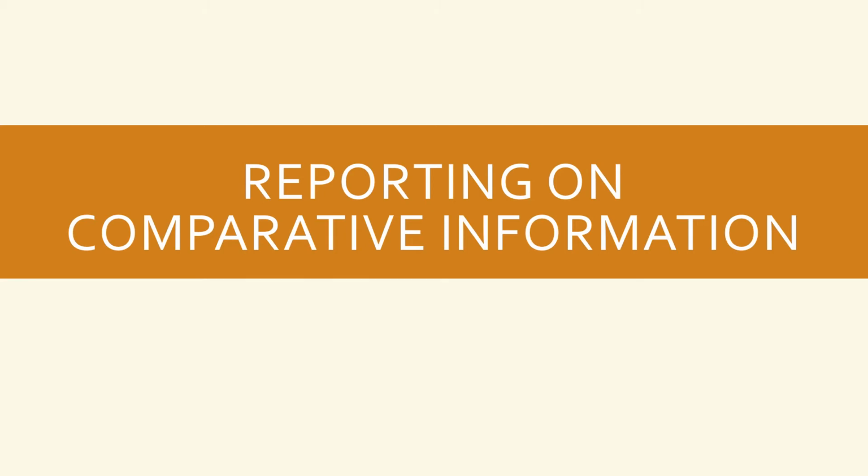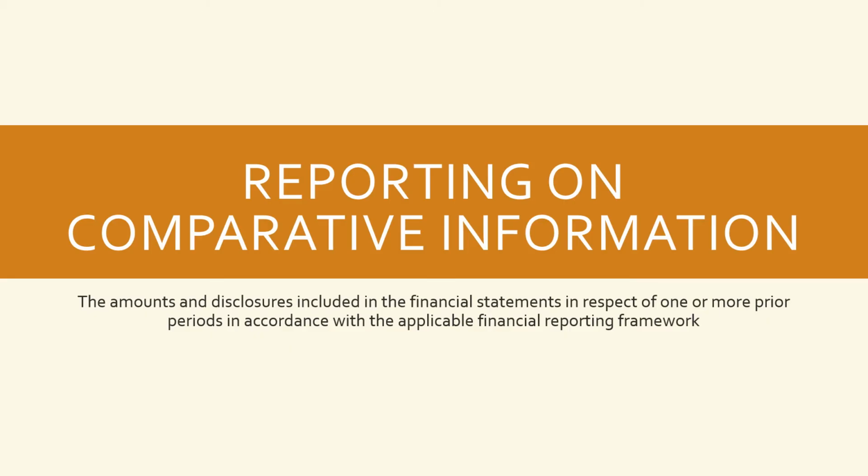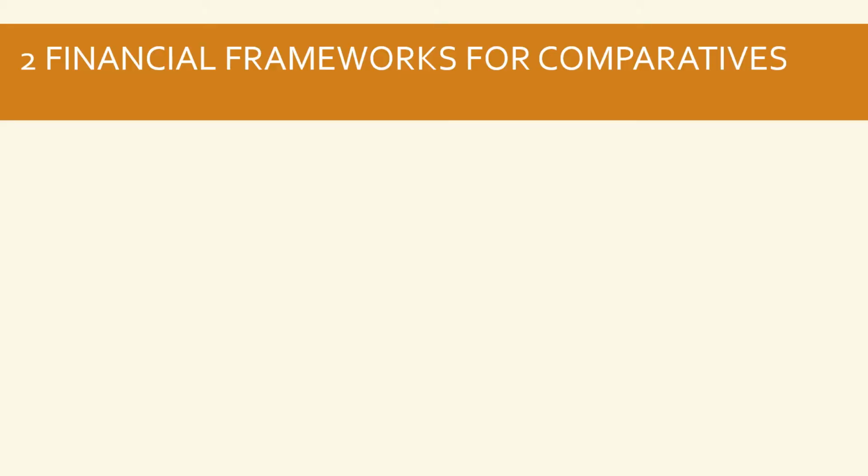Let's now talk about reporting on comparative information. Comparative information refers to the amounts and disclosures included in the FS in respect of one or more prior periods in accordance with the applicable financial reporting framework. I'm pretty sure if you have ever seen a financial statement, it is presented in comparative form, where more than one year is presented. That is actually what is filed with the Securities and Exchange Commission.